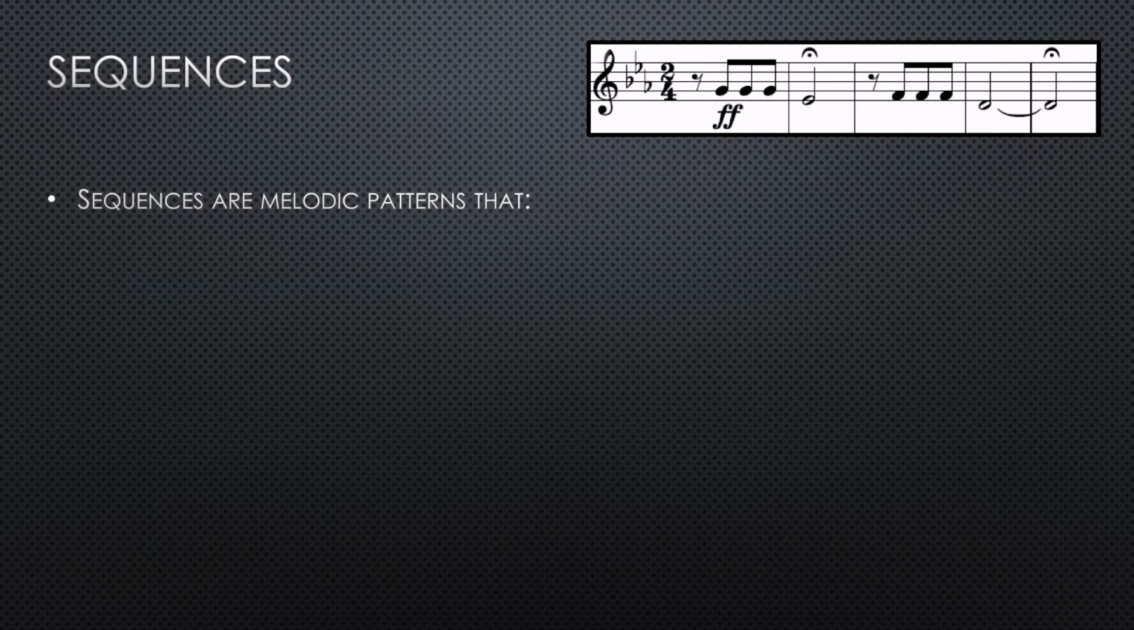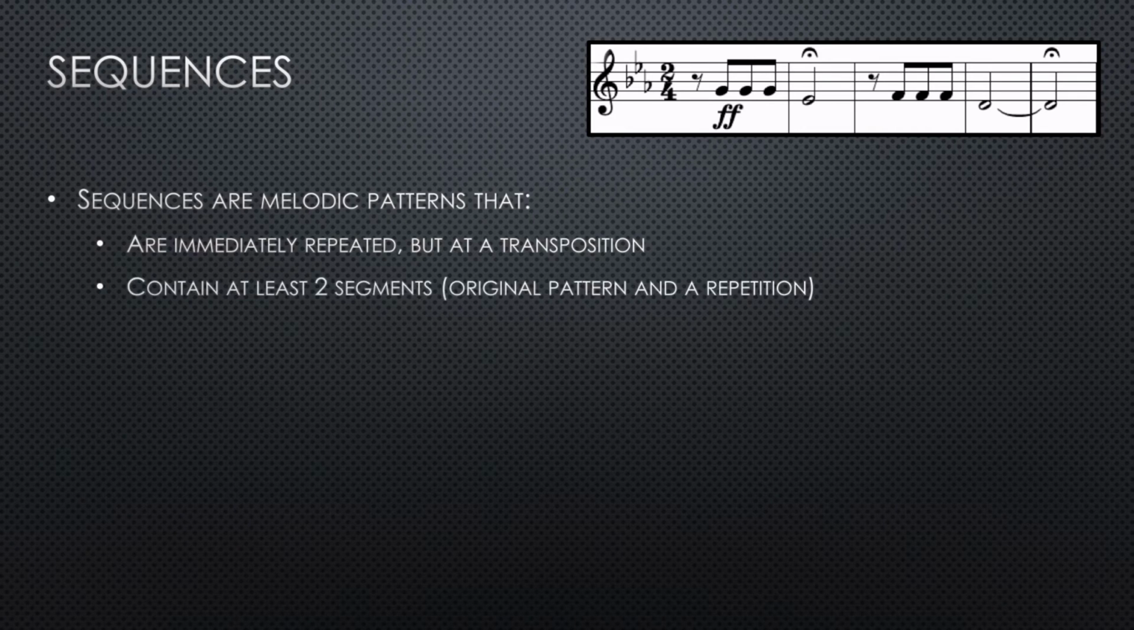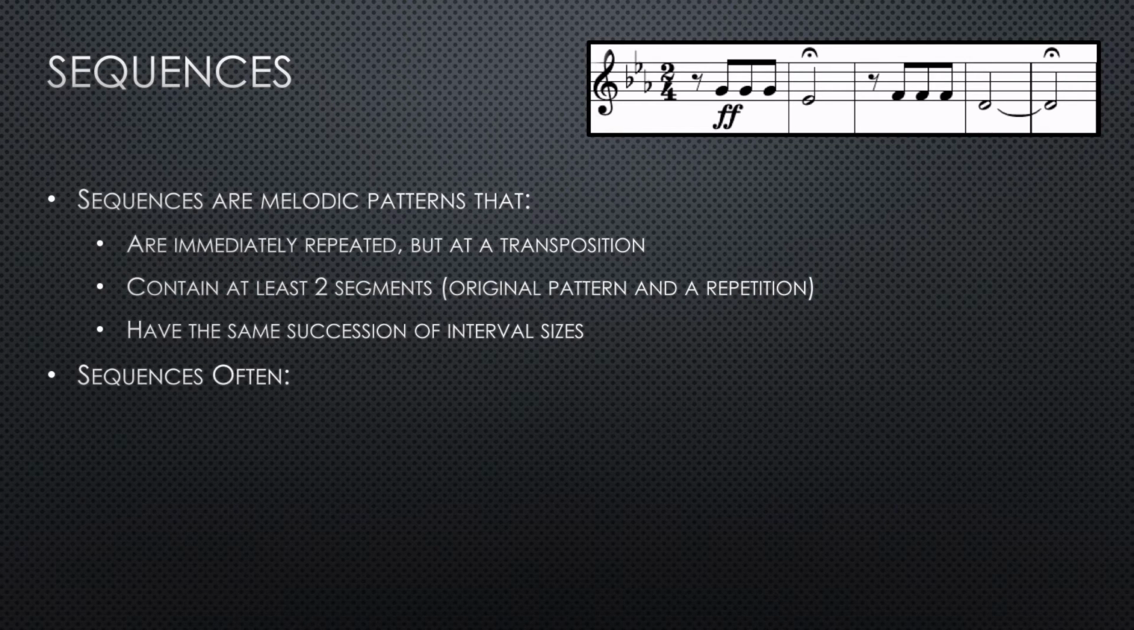So let's quickly review. Sequences are melodic patterns that are immediately repeated but at a transposition. They contain at least 2 segments. They have the same succession of interval sizes, so the same intervals happen one after another. They could be just the same size, or they could be the exact same half-step quality. Oftentimes they move in the same direction, and they move by the same interval of transposition.